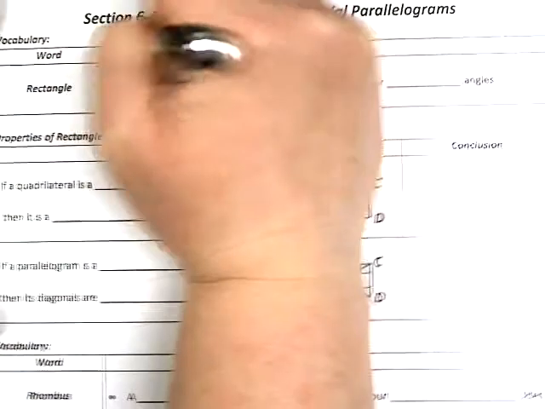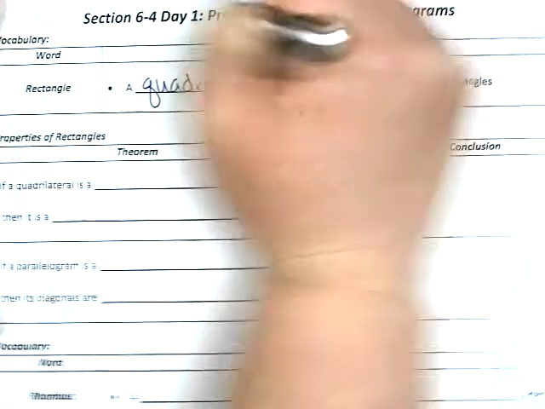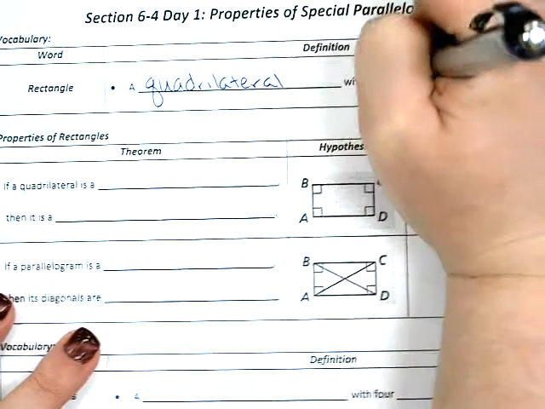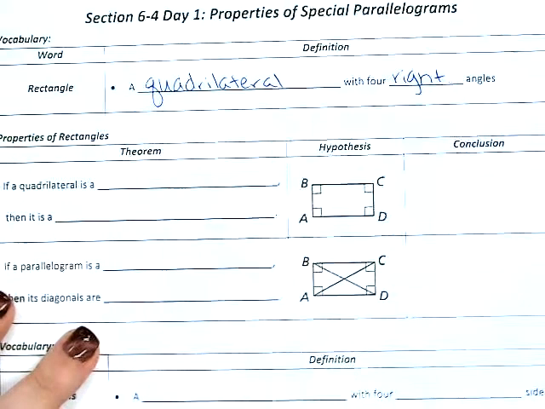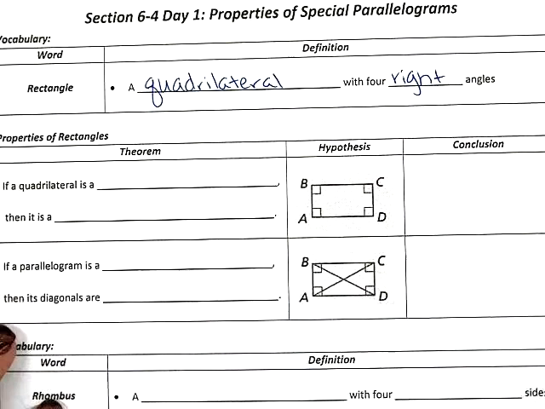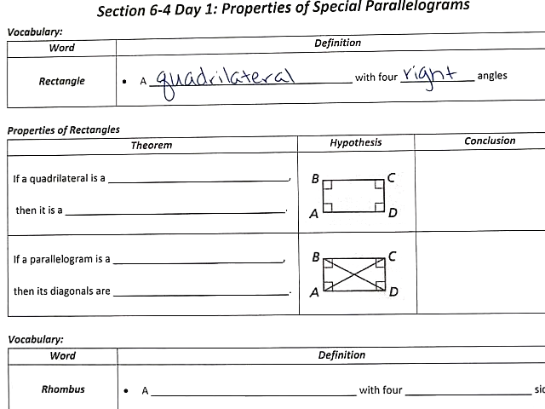So a quadrilateral with 4 right angles is a rectangle. And you guys all know that already. You've dealt with rectangles for a really long time, I'm sure. So we're going to talk a little bit more specifically about what that means, though.